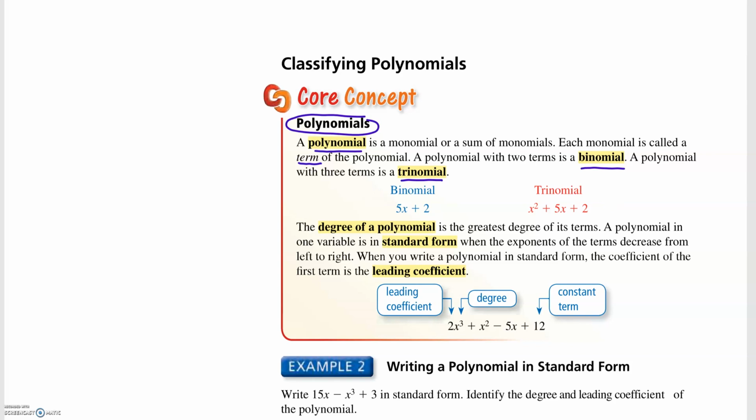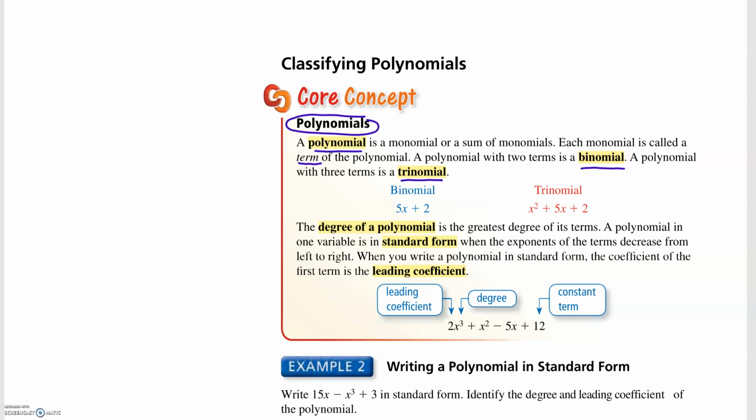The degree of a polynomial is the greatest degree of its terms. So this trinomial right here has a degree of 2, because the first term has a degree 2, the second one is 1, and the last one is 0. Degree of the polynomial is the largest or greatest degree of its individual terms. This binomial right here has a degree of 1. Okay, so we need to understand that idea.